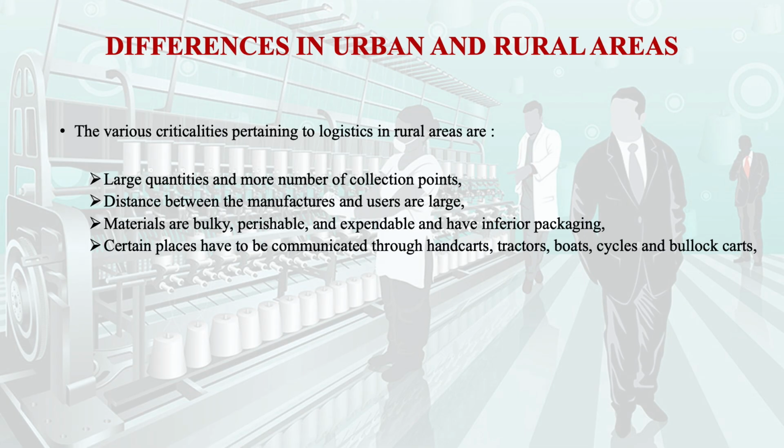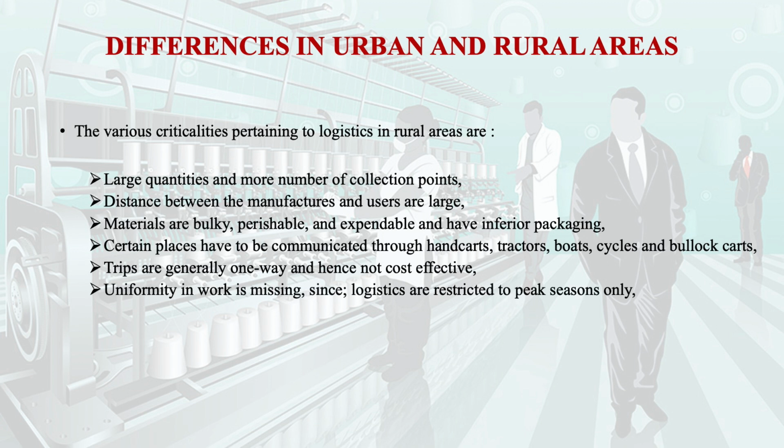Certain places have to be reached through hand carts, tractors, boats, cycles, and bullock carts. Trips are generally one way and hence not cost effective. Uniformity in work is missing since the logistics are restricted to peak seasons only. There is a mix of intermediaries and direct delivery.